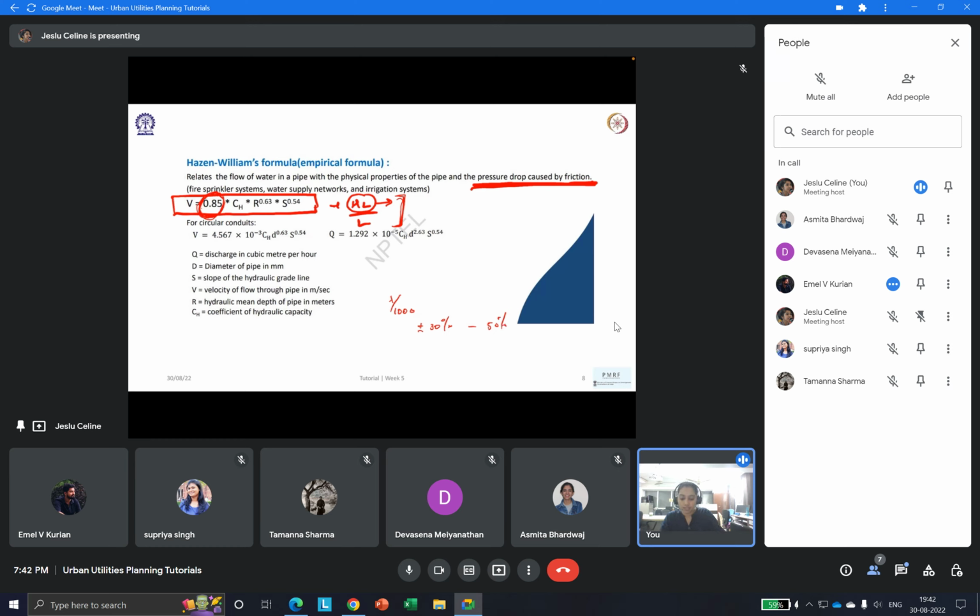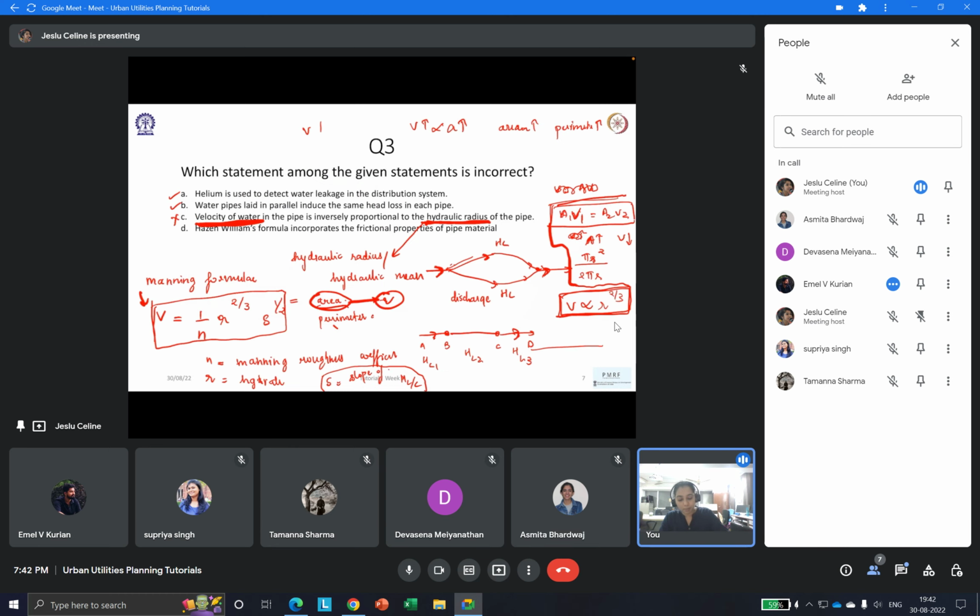Because of that, this formula cannot be used in all applications. For this particular slope of 1 by 1000 only, we can use this, because this numerical constant has also been derived based on the slope, right? So yeah, we are coming back to the question.